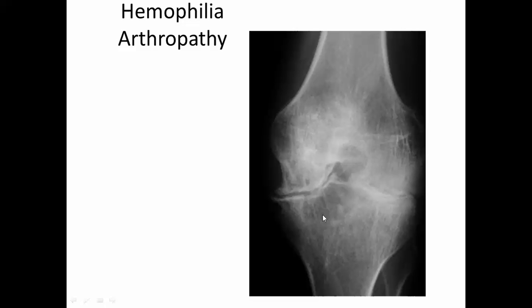If you do a film for the knee and you find that the intercondylar notch is wide, or there is some abnormal widening while the joint is narrowed like that, this is characteristic of hemophilia. Wide intercondylar notch.